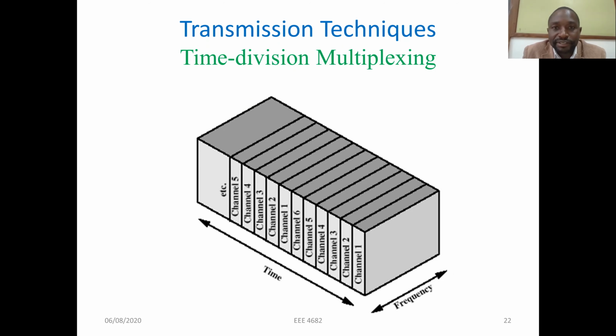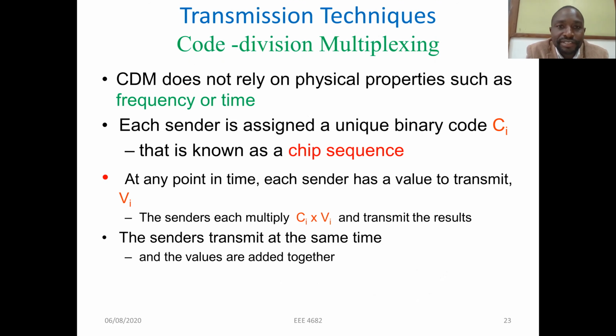That's time division multiplexing. Then code division multiplexing does not rely so much on physical properties such as frequency, which we saw under frequency division multiplexing, or time, which we saw under time division multiplexing. But basically, each sender is assigned a unique binary code, which we call C1 in this case. And that unique binary code is called the chip sequence. So at any point in time, each sender has a value to transmit. So if the sender has some information V1, this V1 is multiplied by the unique binary code.